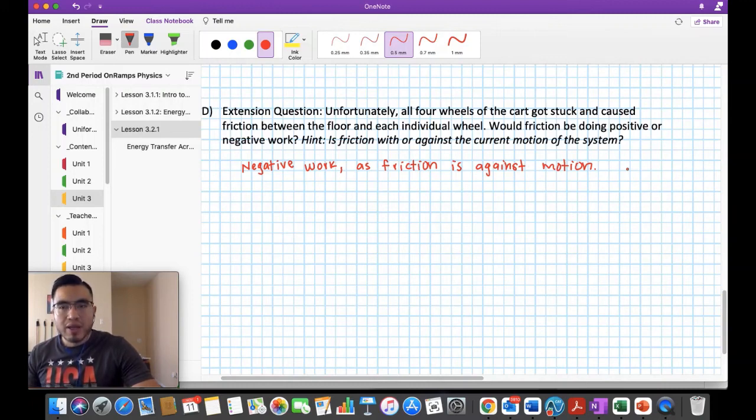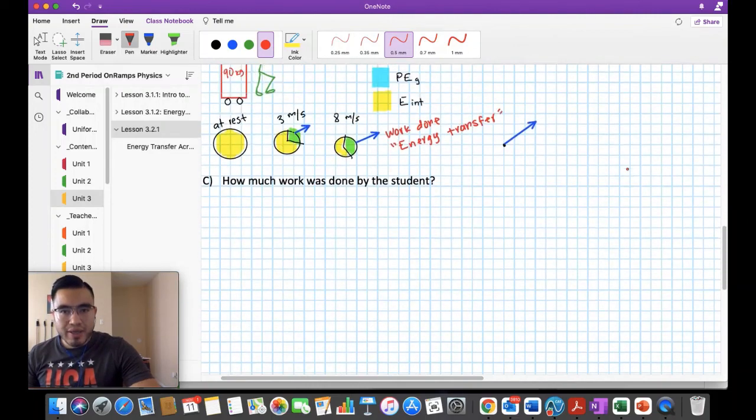So then the friend decided to help the student push. That other student, the friend, would be doing positive work because they would be pulling both to the right, and friction is still doing negative work, because it would be to the left. I think that's enough. That's good for your assignment. Again, it is related to these two.